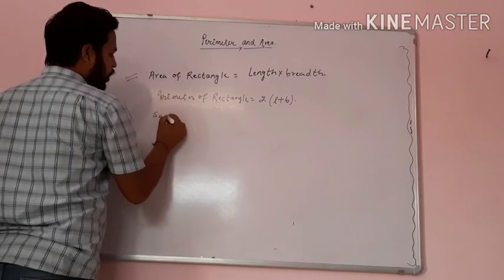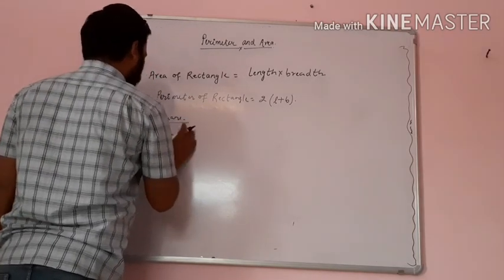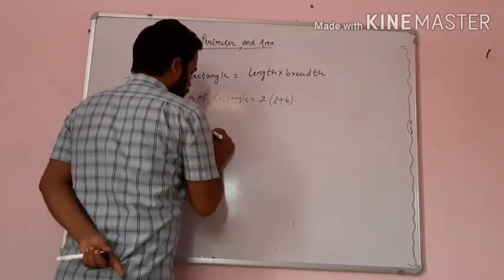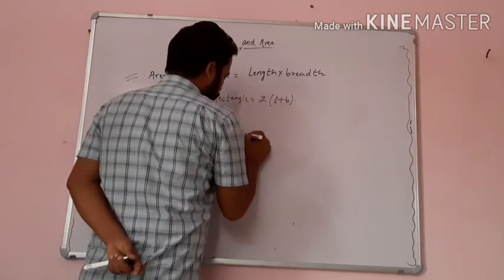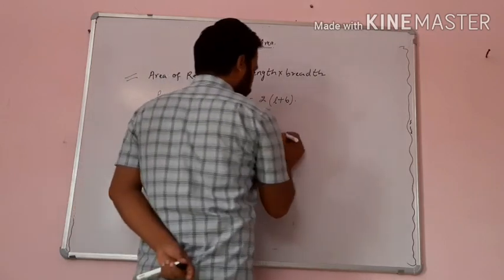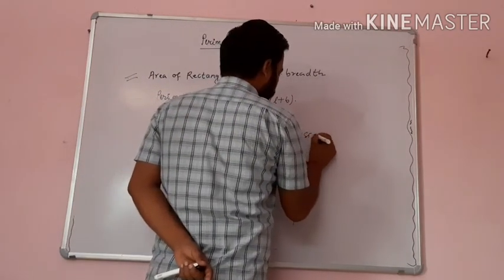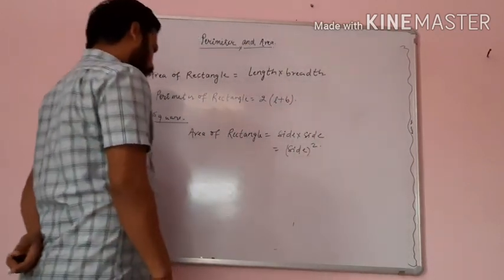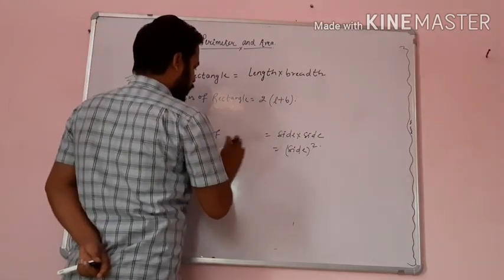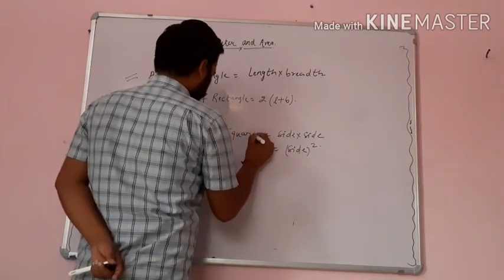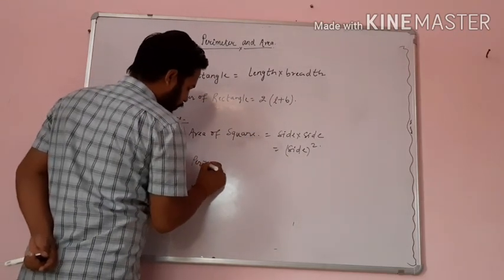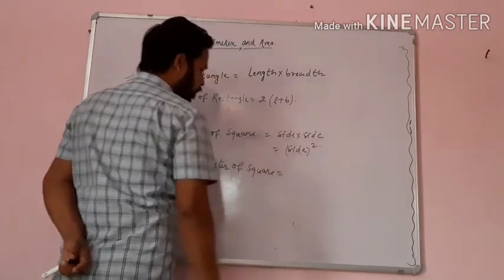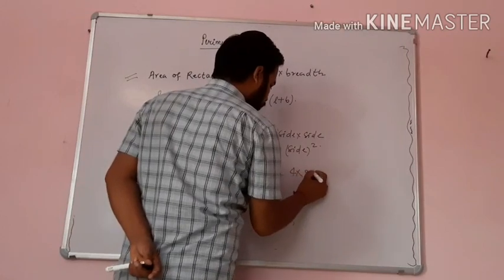In a square, all side lengths are equal. So area of square is given by side multiplied by side, that is side squared, and perimeter of square will be equal to 4 multiplied by side.